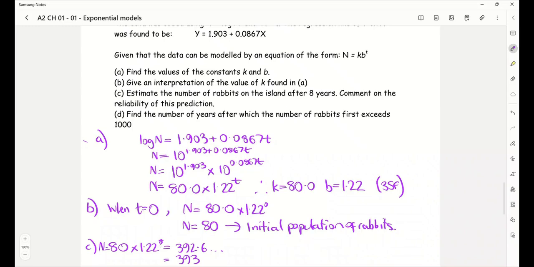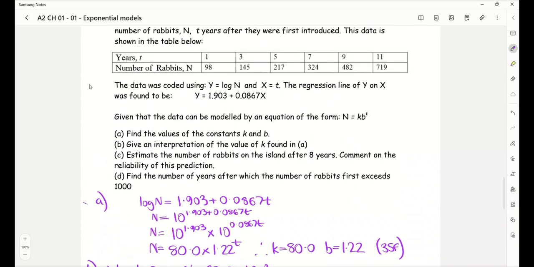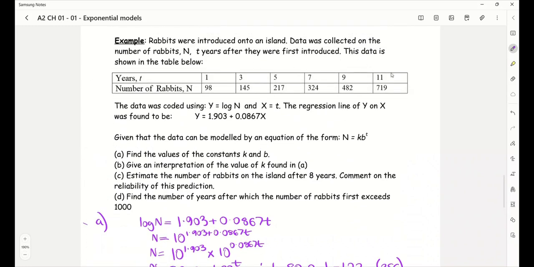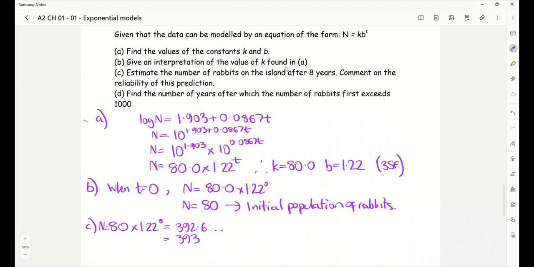We're asked then to comment on the reliability of the prediction. We need to look at whether 8 years would comfortably fit within the years already observed. As you see from our table, the years observed were between 1 and 11, so 8 would be within that range of data. So we can conclude this is reliable since 8 is within the years observed.